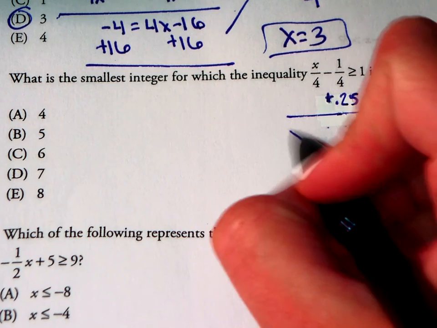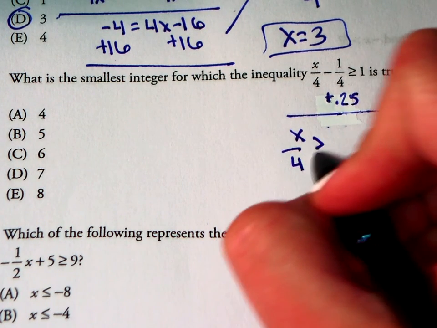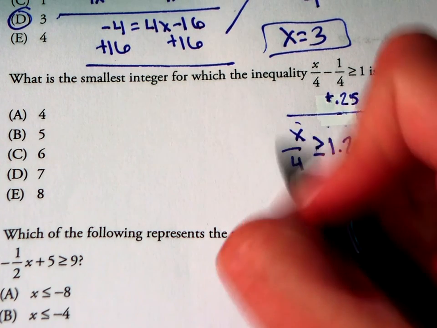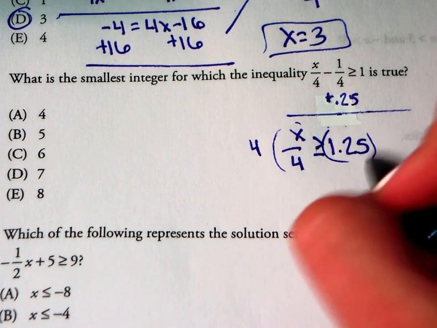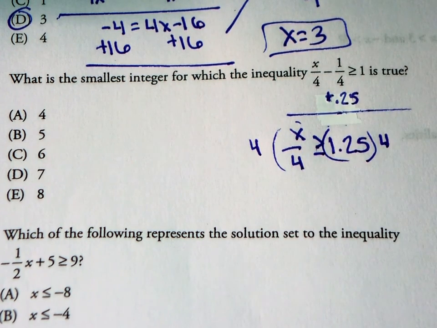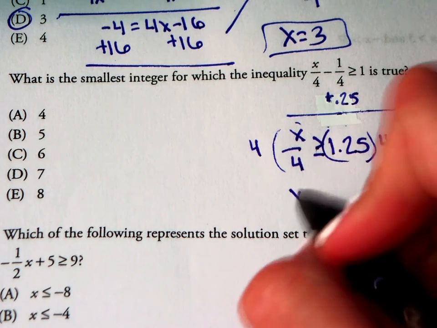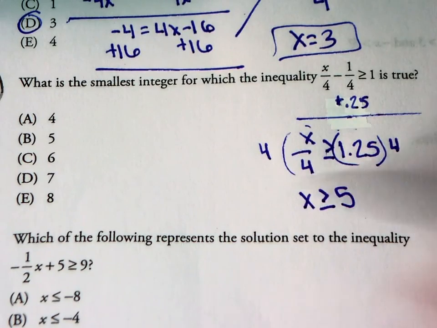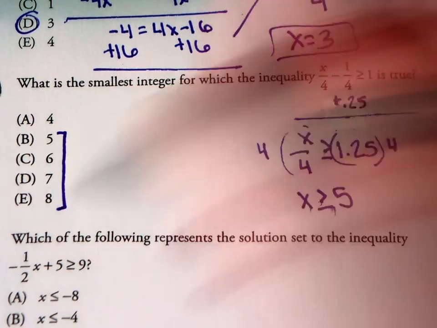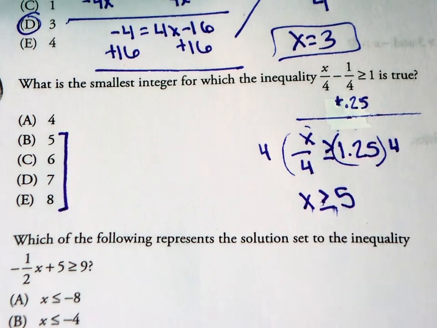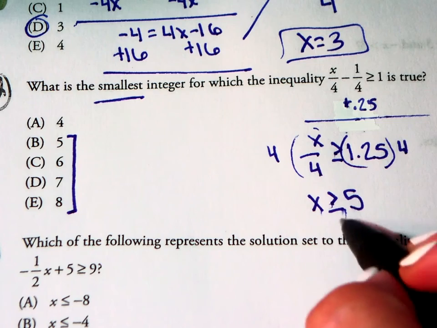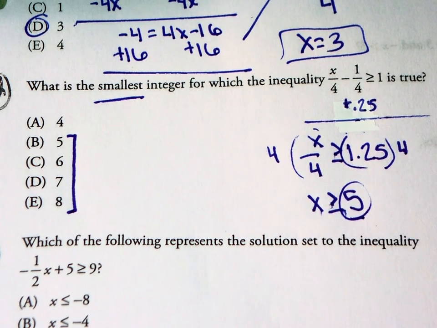I'll be left with x/4 ≥ 1.25. And when I multiply both sides by 4, 4 times 1.25 is 5. So I get x ≥ 5. Technically, all of these answers are greater than or equal to 5. However, we want the smallest integer value that makes it true, and the smallest integer value would have to be 5.